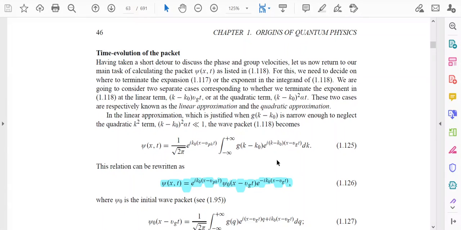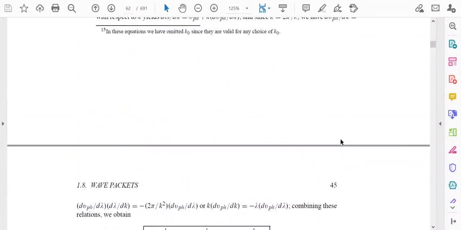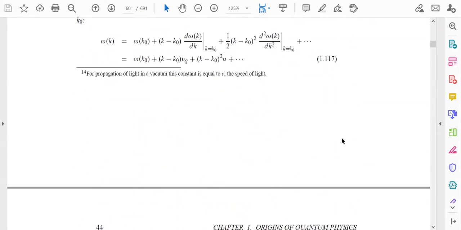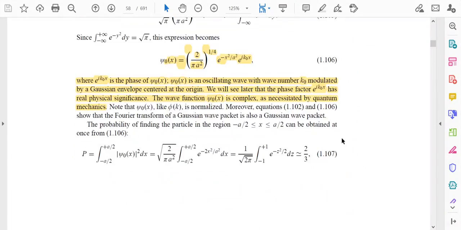Welcome all. In this lecture, we will discuss the time evolution of the wave packet. And this lecture is from the textbook Quantum Mechanics: Concepts and Applications by N. Zettili. So, before the discussion, let us look at the mathematical expression of the wave packet once again. I'm just showing you the mathematical expression for the wave packet.